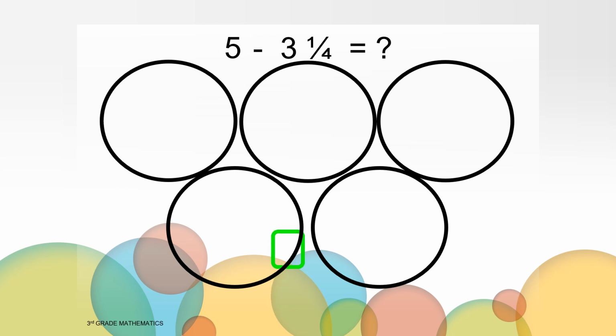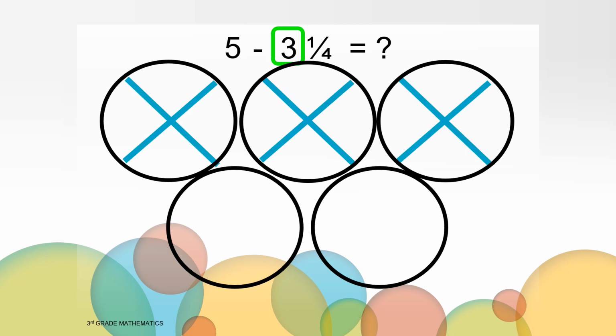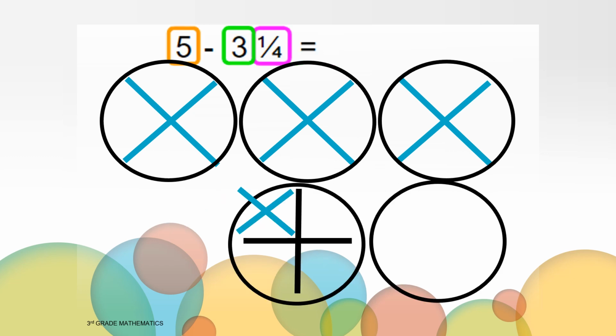So now let's take away the 3 whole pizzas. To demonstrate what was eaten, I cross out the 3 pizzas. Now let's take away the 1/4 of the pizza that was eaten. In order to do this, we need to break one of the pizzas into fourths. Now we can take away 1/4 of that pizza. Now we can see what we have left. How much pizza does Jaya have left?